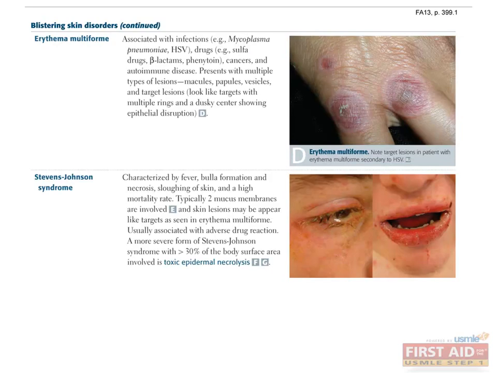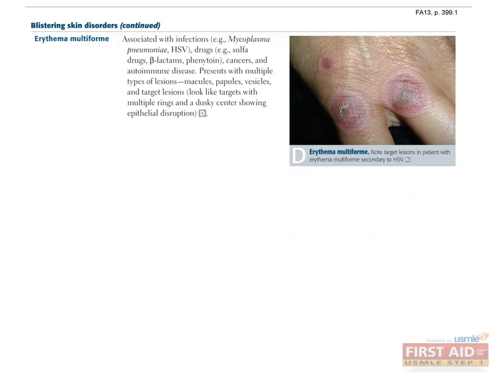The final two blistering diseases are erythema multiforme and Stevens-Johnson syndrome, which probably shouldn't be thought of as classically blistering diseases. Erythema multiforme and Stevens-Johnson's are the two ends of a spectrum that occur as a result of drug reactions, much like the spectrum of cellulitis and necrotizing fasciitis. Erythema multiforme is the most benign reaction, while Stevens-Johnson's is much more serious and potentially life-threatening. Let's start with erythema multiforme.